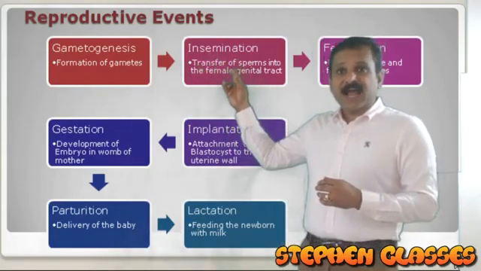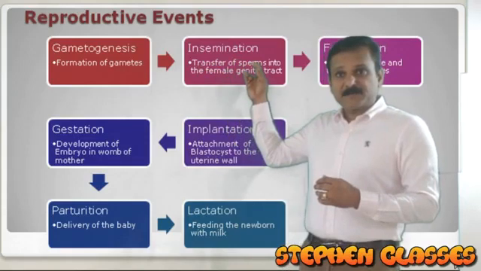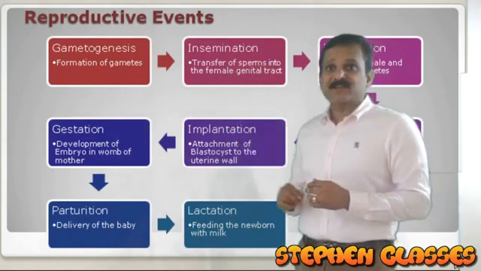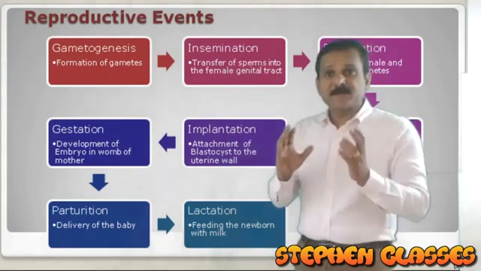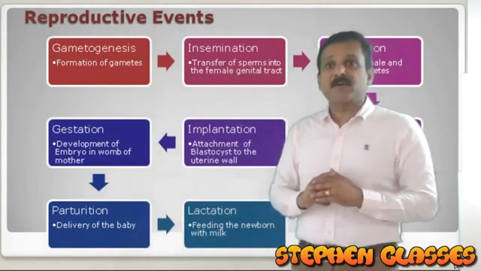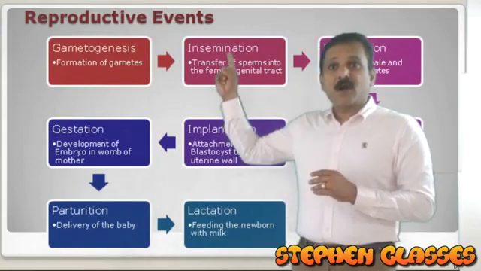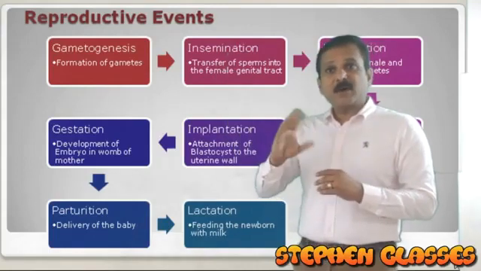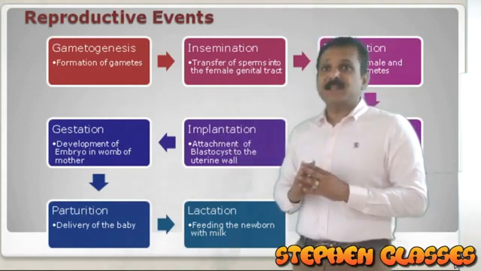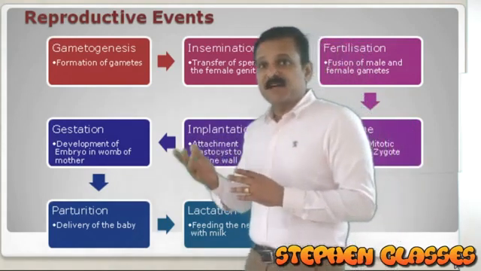Insemination is the transfer of the sperm into the female genital tract. So transfer of the sperm cell into the female genital tract is the second step of reproduction, and that is called insemination. So now two gametes are in the female individual. Both the gametes are in the female individual.